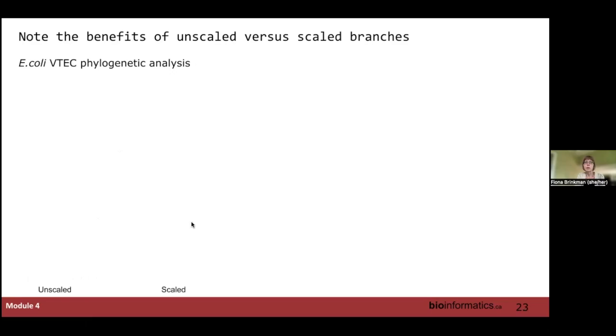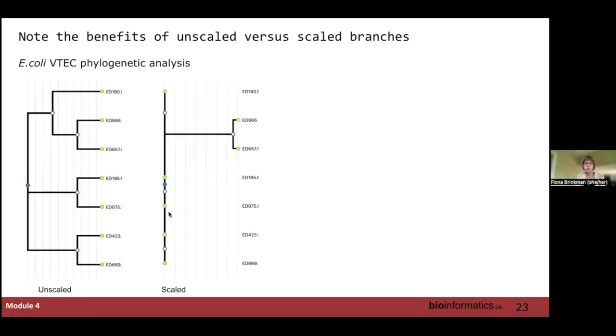But notice, if you actually look at this with branching order, with the scaled branches, look at how this pops out. This clearly, ED 666 and ED 657, are quite divergent versus the rest of them. And in fact, these guys look so identical, you can't even really see what's going on here.